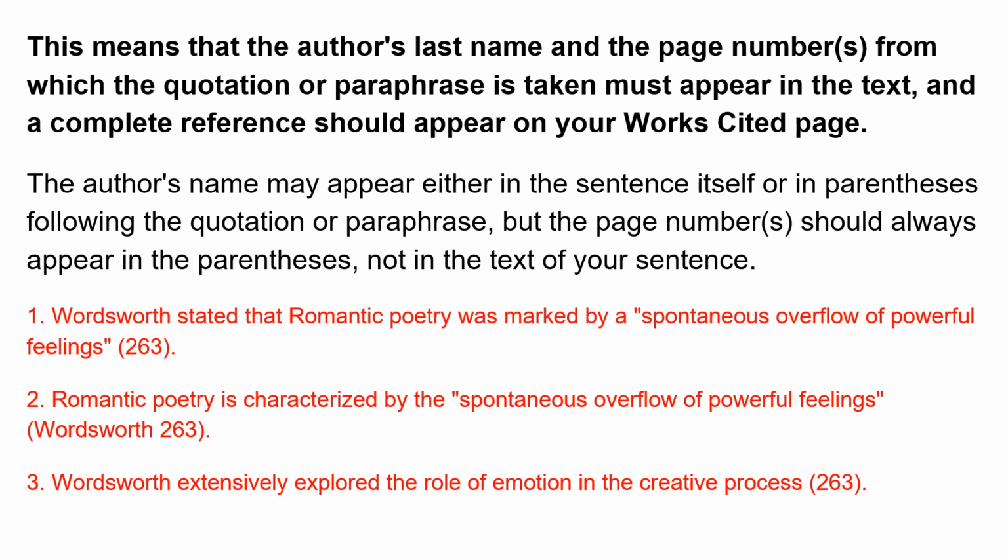In our example number 3, Wordsworth extensively explored the role of emotion in the creative process. Wordsworth is part of the sentence. This is an indirect quote, and the page number for that indirect quote is included at the end of the sentence in parentheses. Notice the period goes at the end of the sentence. The parenthetical citation goes along with the sentence. All right.